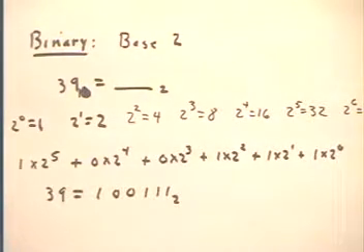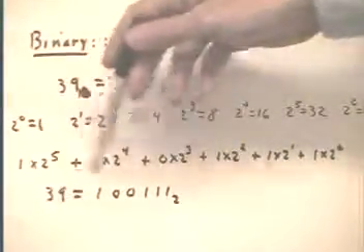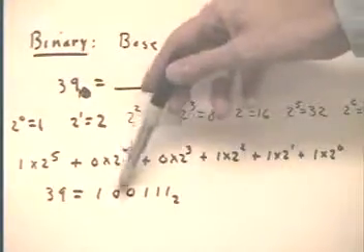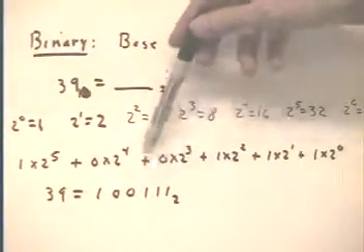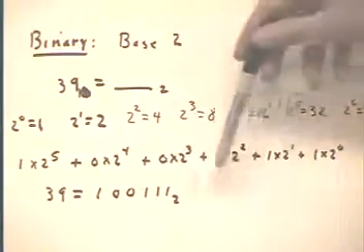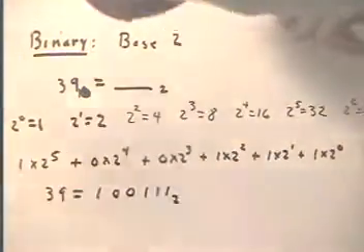Then, using the place value idea, we say the binary representation of 39 is 1 standing for 1 times 2 to the 5th, 0 standing for no 2 to the 4th, 0 for no 2 to the 3rd, 1 for a 2 to the 2nd, 1 for the 2 to the 1st, and 1 for a 2 to the 0. And then we put our base 2 on it.